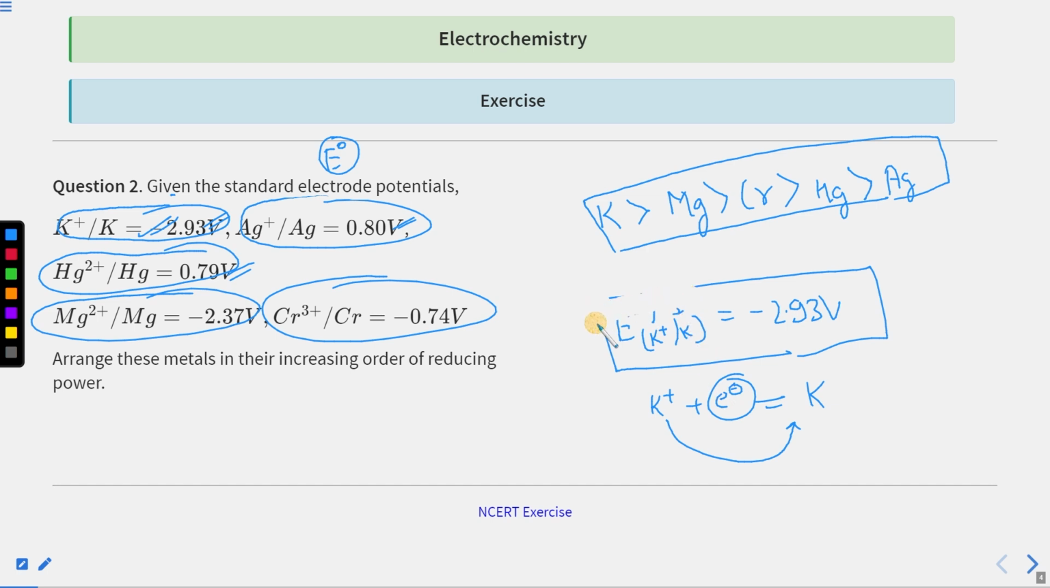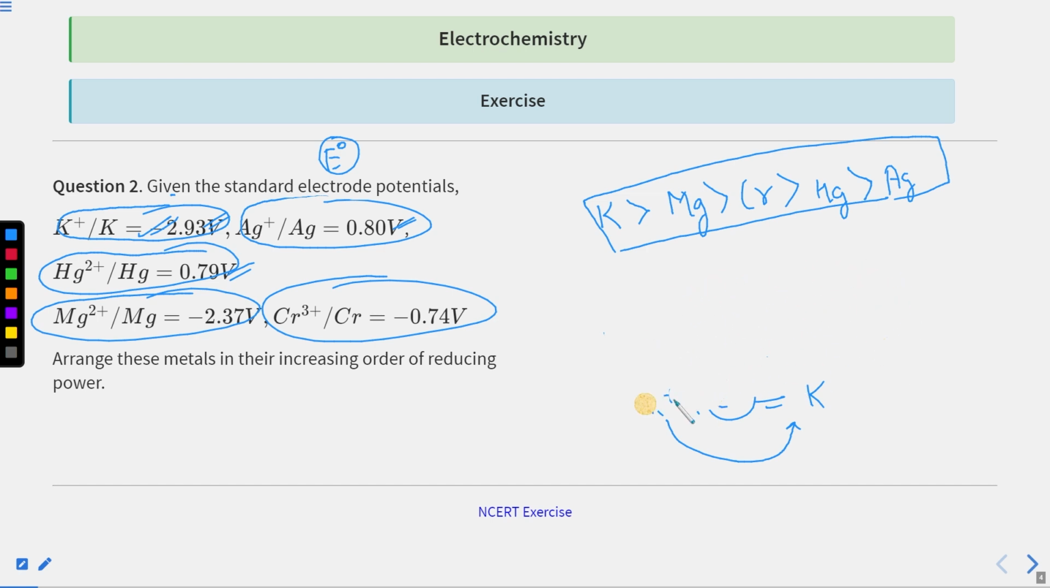Now if I ask you to arrange each of them in the fashion of reducing power, reduction value, the one with the greatest reduction value is which one? It is Ag plus. Okay. Then what do we have? We have Hg2 plus.